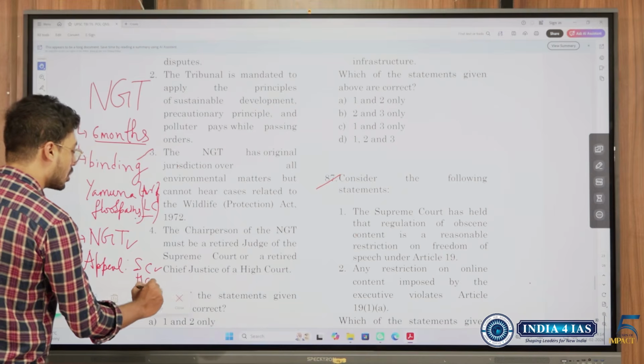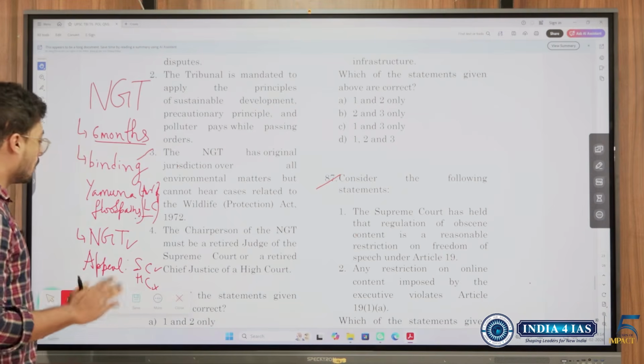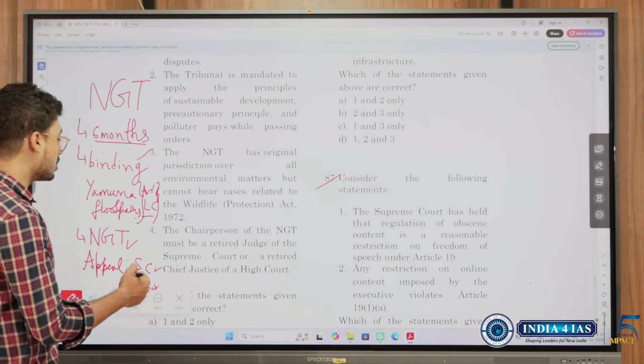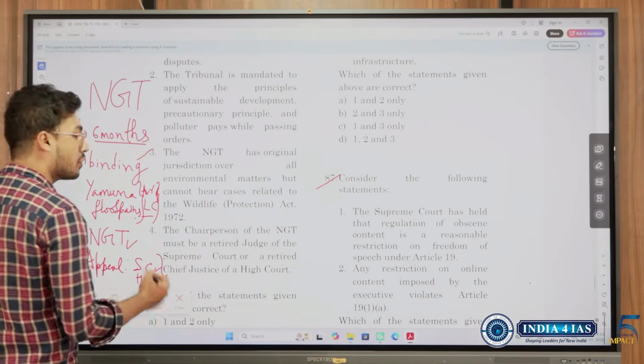It goes to the Supreme Court, not the High Court, and this has been one of the drawbacks, because here we are bypassing the power of the High Court, and this is not something which is good. This is one of the drawbacks of NGT.